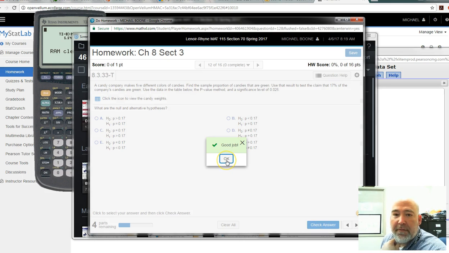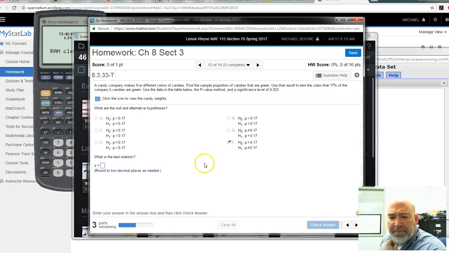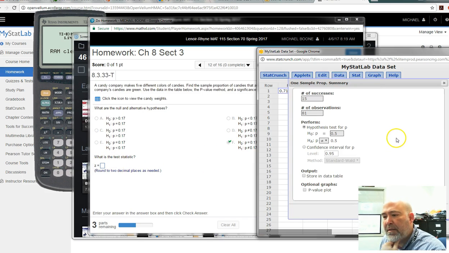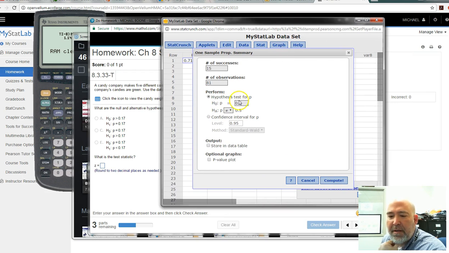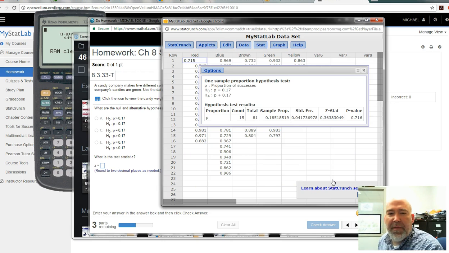And there's our high five. What is the test statistic? Well, I'm going to go back over here and I'm going to find my test statistic. Because I'm doing a hypothesis test where it's equal to 0.17 versus not equal to 0.17. And that's all I have to do. I hit compute and I'm going to get this test statistic they're going to give me in StatCrunch. Once it thinks for a second.